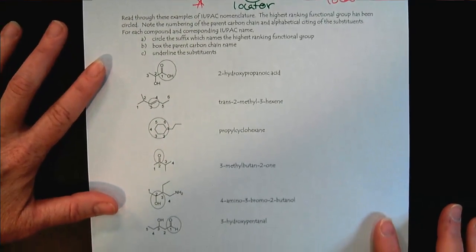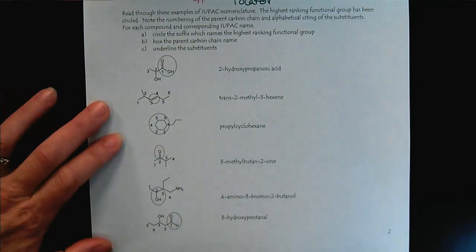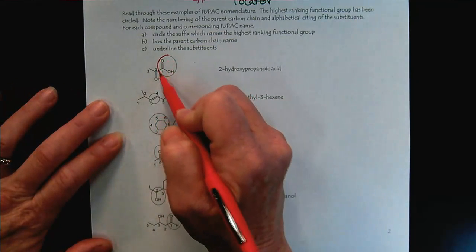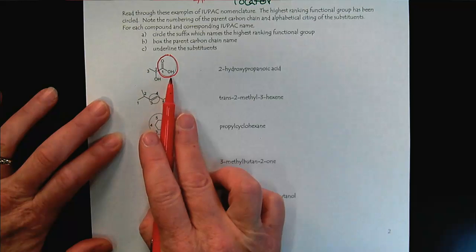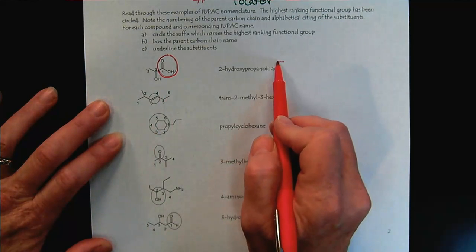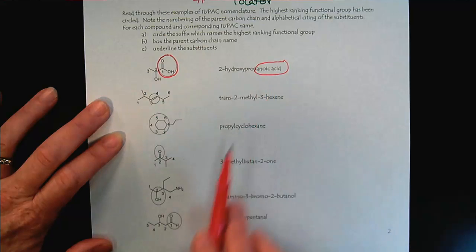Okay, we can get this all, oh good, it just fits. Great. So I've circled the highest ranking functional group. There's the carboxylic acid, and here is the suffix that tells us there's a carboxylic acid.